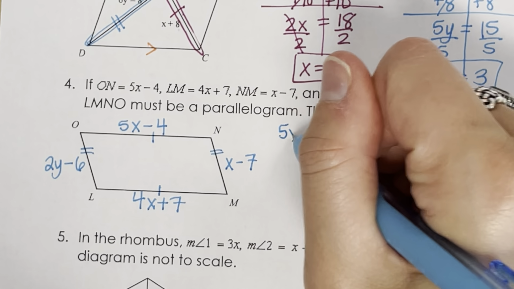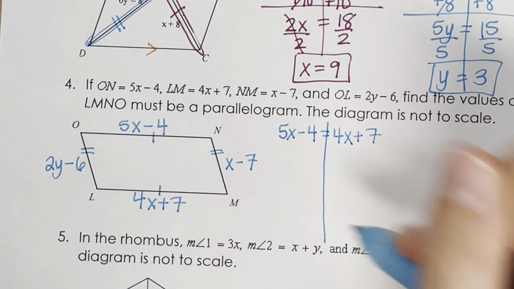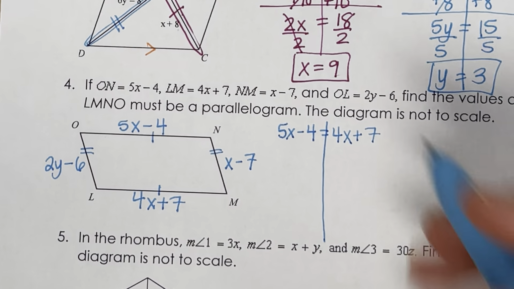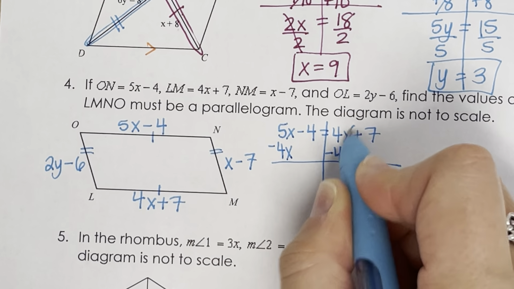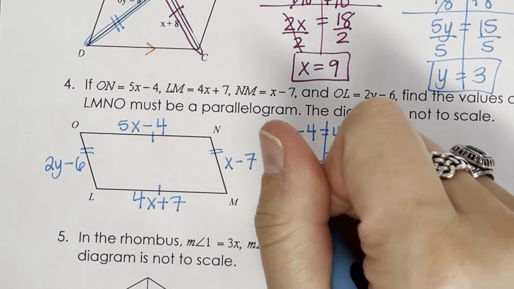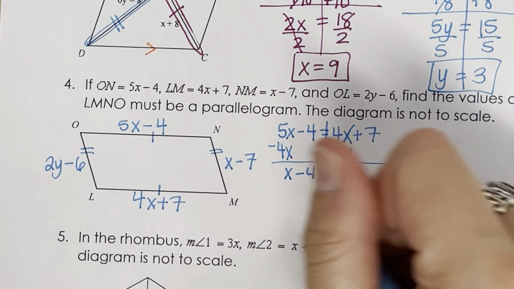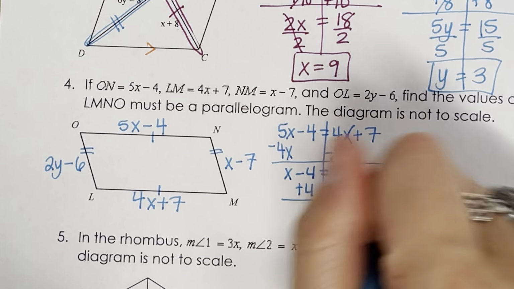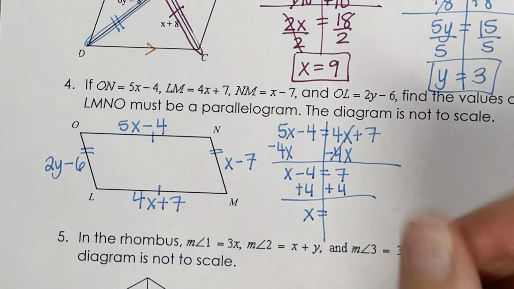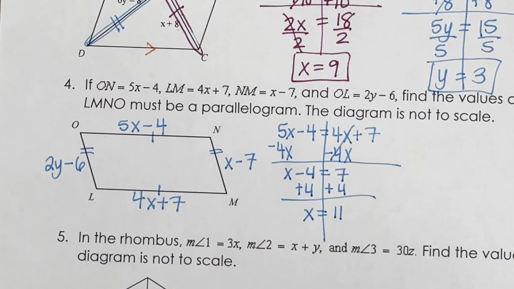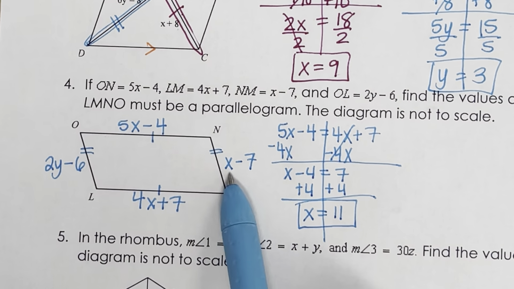So I'm going to do 5x minus 4 equals 4x plus 7. And we'll start with the x's. So I'll subtract 4x on both sides to get all my x's together. 5x minus 4x gives me 1x, so I'm just going to put an x. Minus 4 equals 7. And then to get the x by itself, I add 4 to both sides. So I get x equals 11. Should have brain fart there. X equals 11.